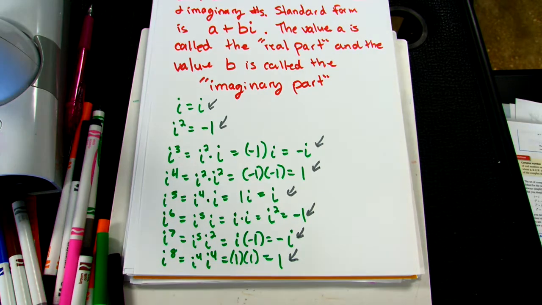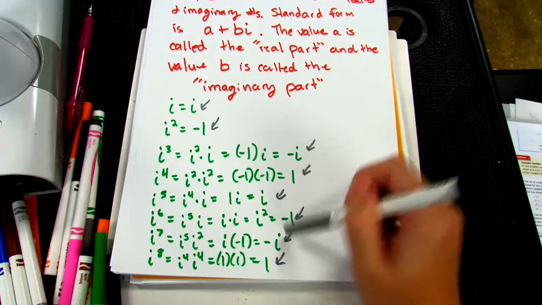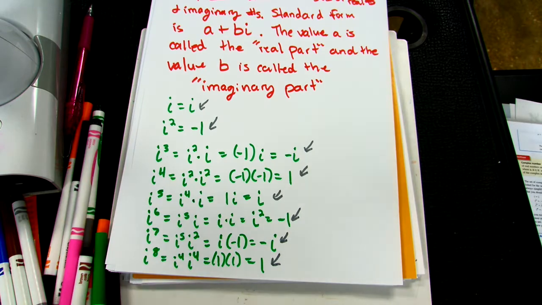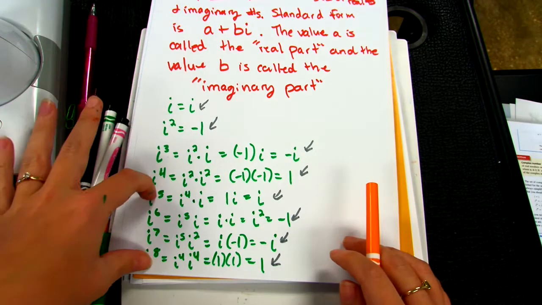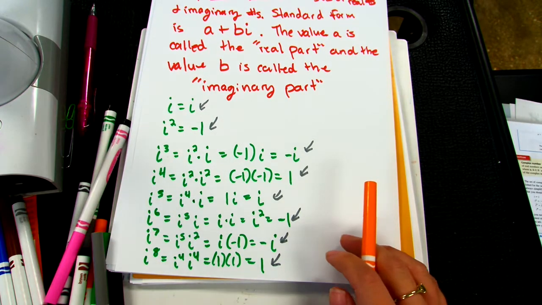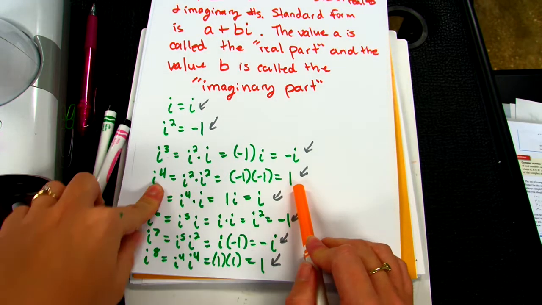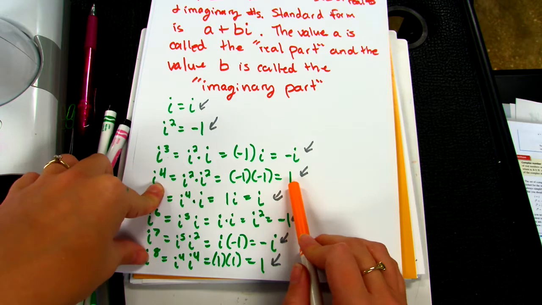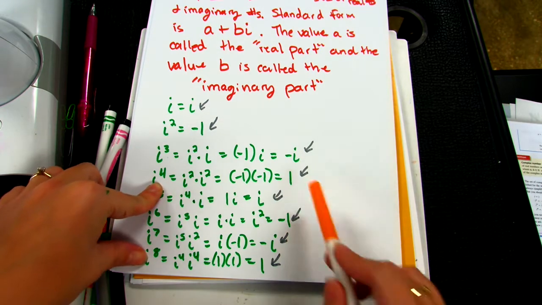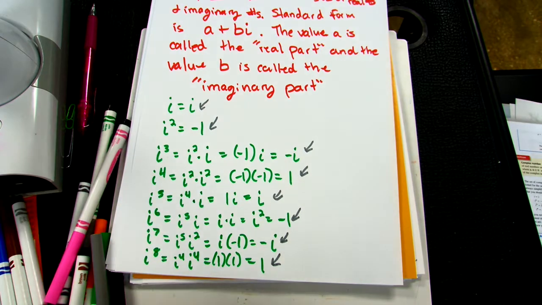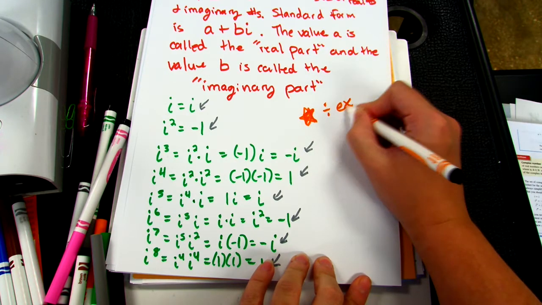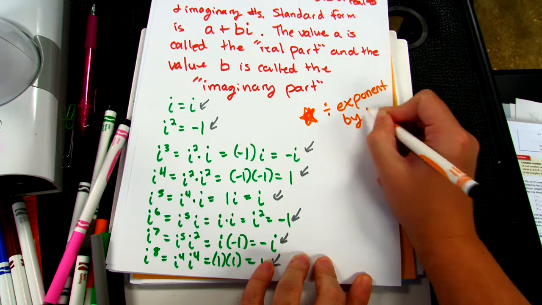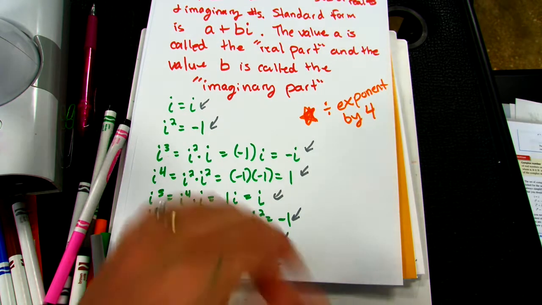However, if you have a big number like I to the 63rd power, I don't know about you, but I don't want to have to write this pattern 63 times until I figure out my answer. There's actually an easier way. Notice that every 4 times it starts over. In fact, I to the 4th is 1. So if we can figure out how many I to the 4ths we have in an exponent, then we can cancel it out because it's just 1. So the key to this is to divide your exponent by 4. Let's look at an example of that.